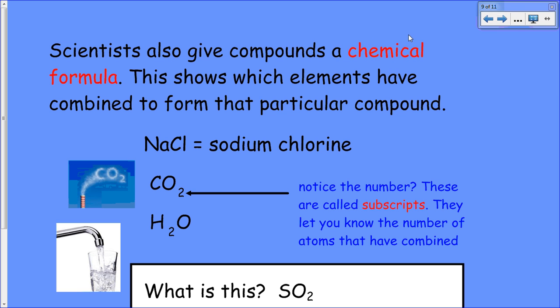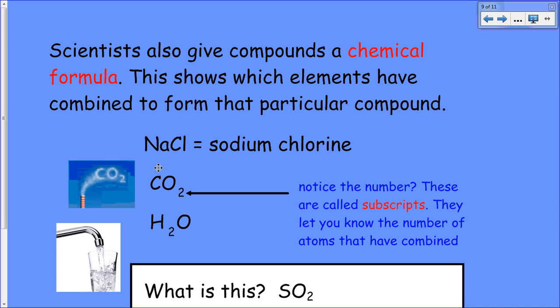Compounds are represented by chemical formulas, and sometimes we will see these numbers. These numbers are called subscripts, and they let us know the number of atoms that have been combined. So in sodium chloride or salt, you do not have a number. So you know that one atom of sodium and one atom of chlorine makes up the compound salt.